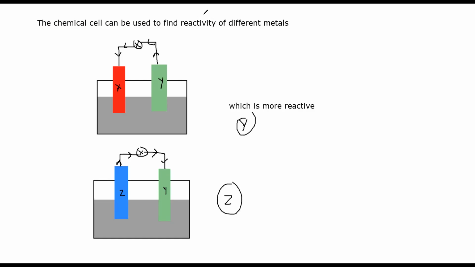If I say set up a reactivity series between X, Y, and Z, which is the most reactive? If we want to set up a reactivity series, we want to identify the more reactive and the less reactive in this series. So Z is more reactive, then followed by Y, and at the last, X. So we set up the reactivity series. So using a chemical cell, we can identify the reactivity of different metals, or we can set up the reactivity series. Is it clear?